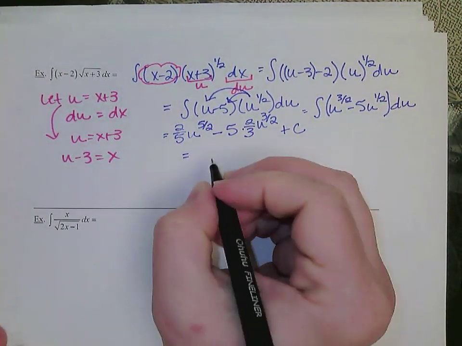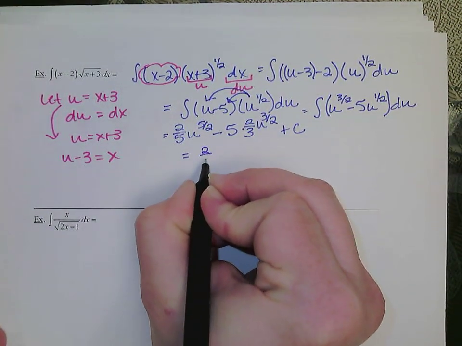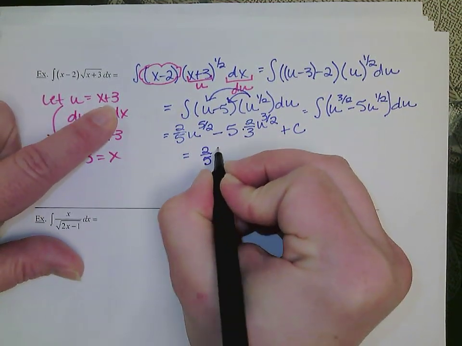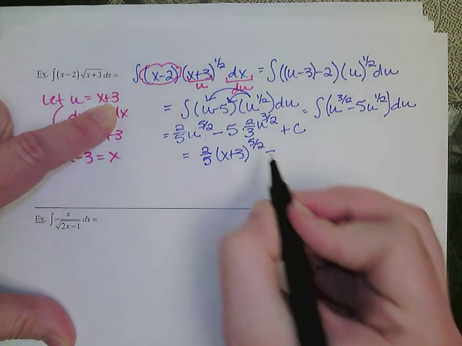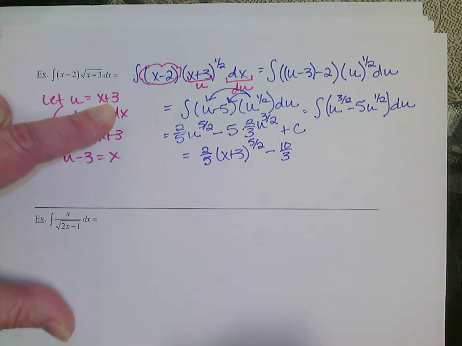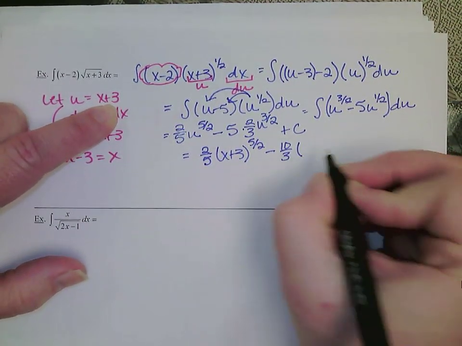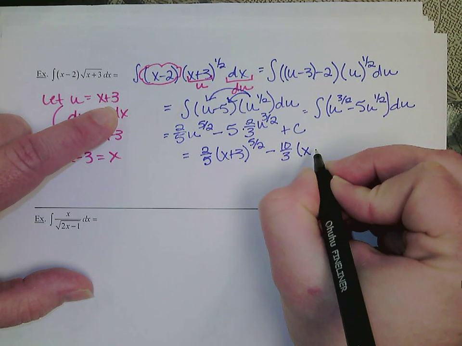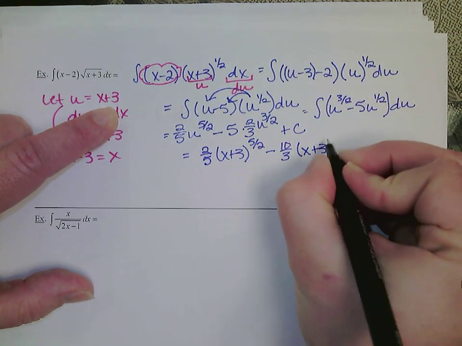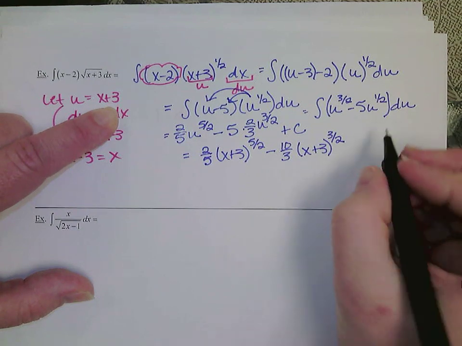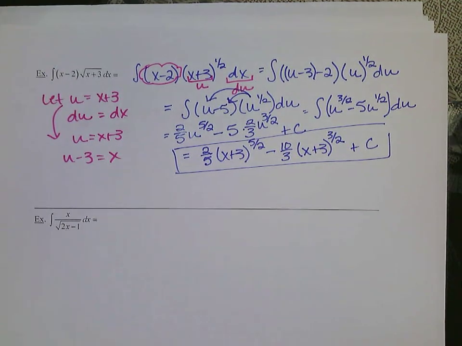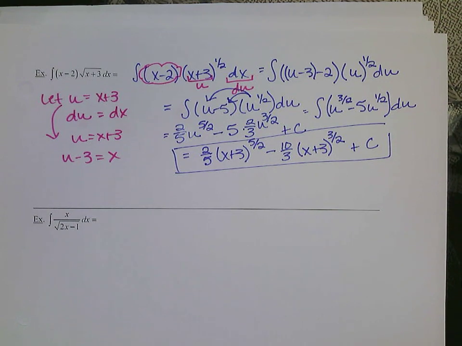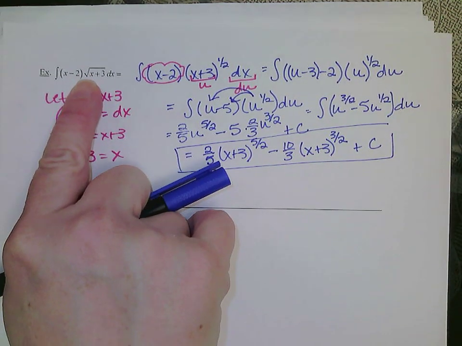So I have 2/5 u, which is x plus 3 to the 5/2, minus 5 times 2/3 is 10/3 u to the 1/2, or I'm sorry, u to the 3/2, x plus 3 to the 3/2, plus our constant. And just like all of our antiderivative problems, we can check that by taking the derivative, working backwards, making sure that we get back to x minus 2 times the square root of x plus 3.